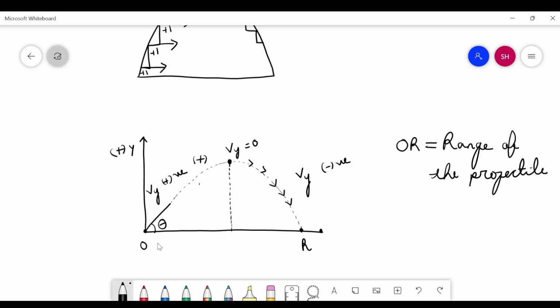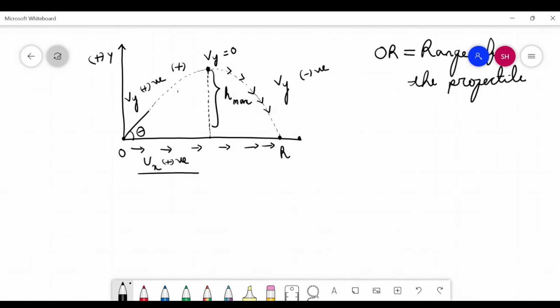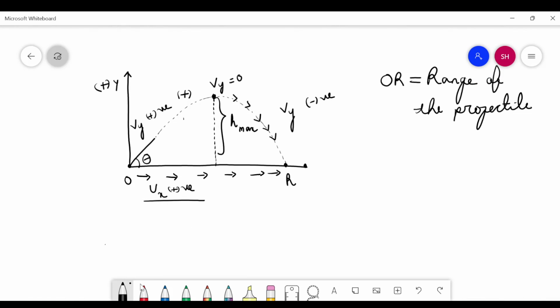But x is always positive because x is going here, here, and here. Velocity along the x-axis is always positive, and it is not changing, it is constant. Hence, we can take this as our h max, that is the maximum height. So let's start. Let's say the initial velocity was in this direction, which was our u.